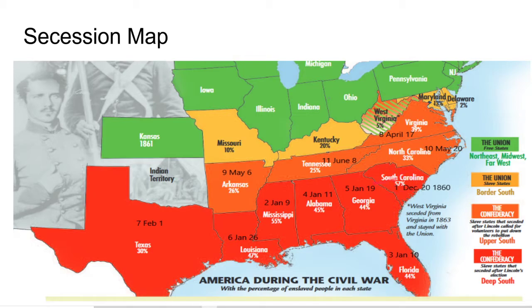So the first one is here in South Carolina. The second one is Mississippi. Third one is Florida, Alabama, Georgia, Louisiana, and Texas. Okay, that all happens within 2 months of each other, from December 1860 to February 1st of 1861.